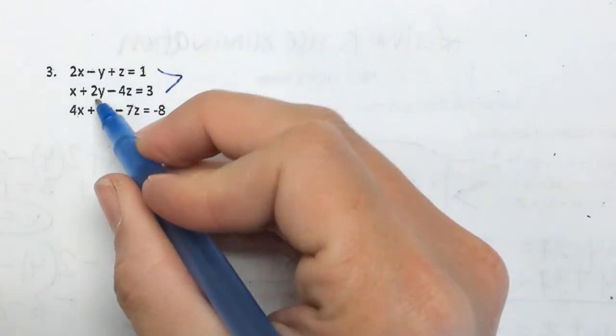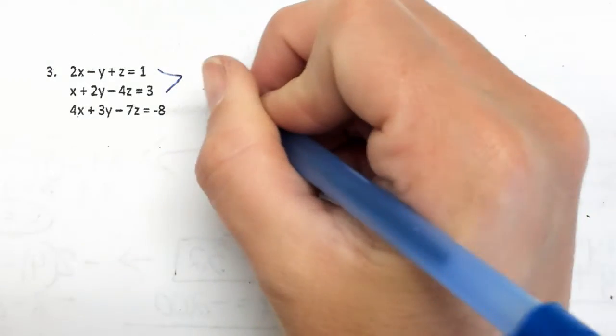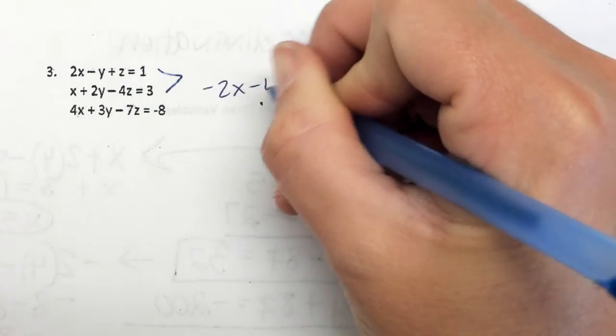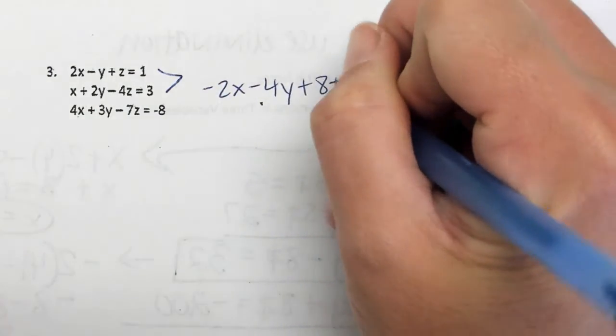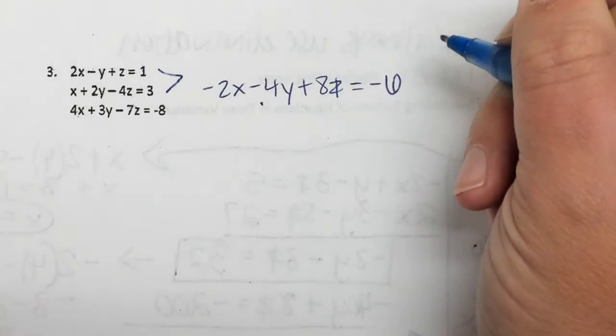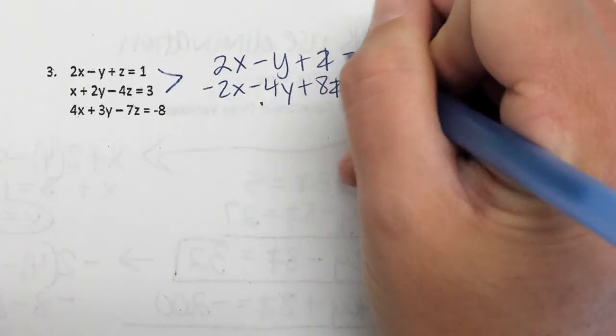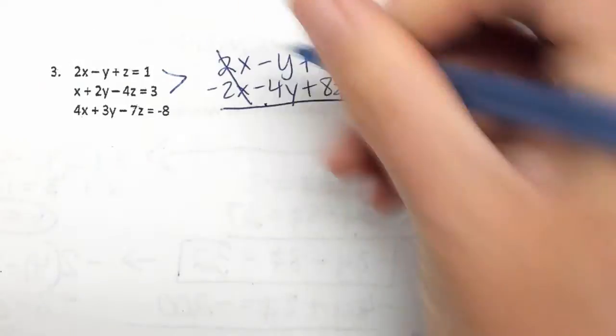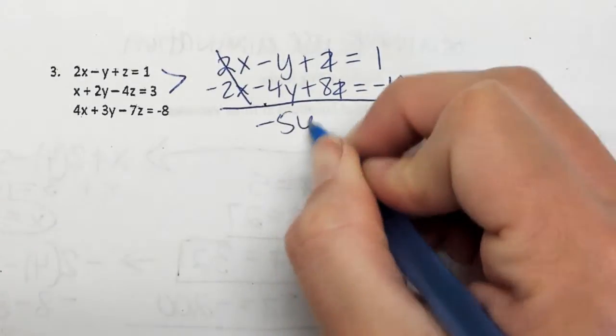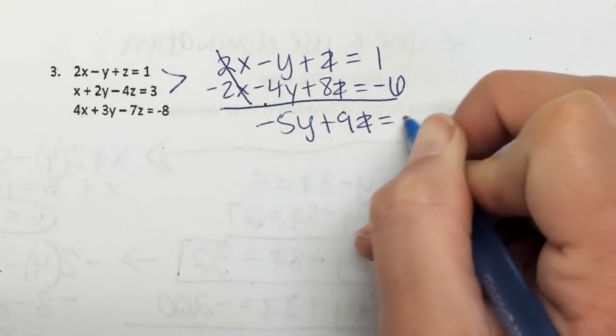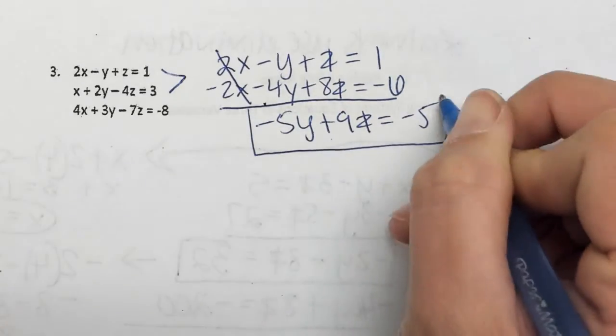So, Bryant, you multiplied this one by what? -2. So that would give us negative 2x minus 4y plus 8z equals -6, correct? Yes, ma'am. Alright, we're going to leave the top one the same. When we add them, that gives us what? -5y plus 9z equals -5. Alright, I'm going to box that one in.